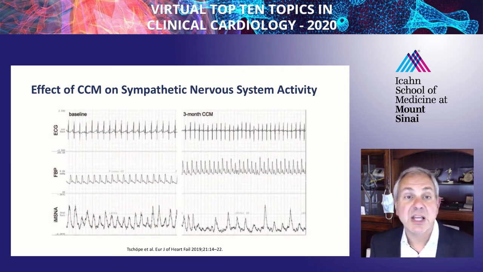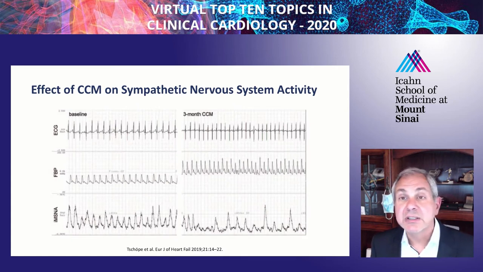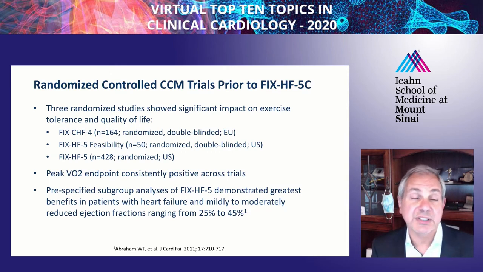On the left-hand side of this slide, you can see baseline results for muscle sympathetic nerve activity in the bottom panel of the slide. You can see that there is a heightened state of sympathetic nervous system activity in this patient, as is indicative and seen consistently in heart failure patients. Following 3 months of cardiac contractility modulation, there is a reduction in muscle sympathetic nerve activity or nerve bursts associated with CCM therapy. Well, what does all of this translate into from a clinical or patient-oriented standpoint?